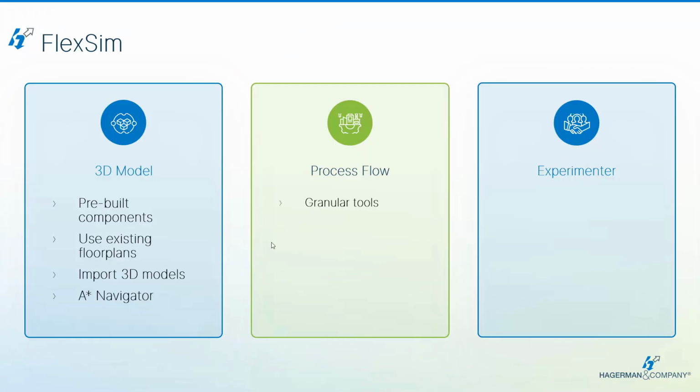Process flow is another way of approaching things. And there you're working with very granular tools. You're going and grabbing individual pieces of code, if you will. Code blocks is probably a better phrase for it. And you're using them to build what your process is going to be.